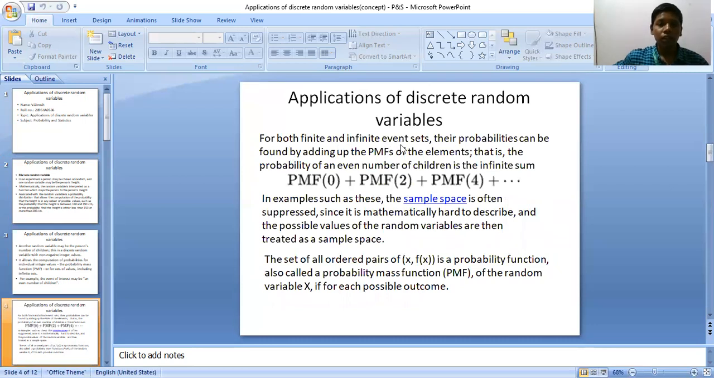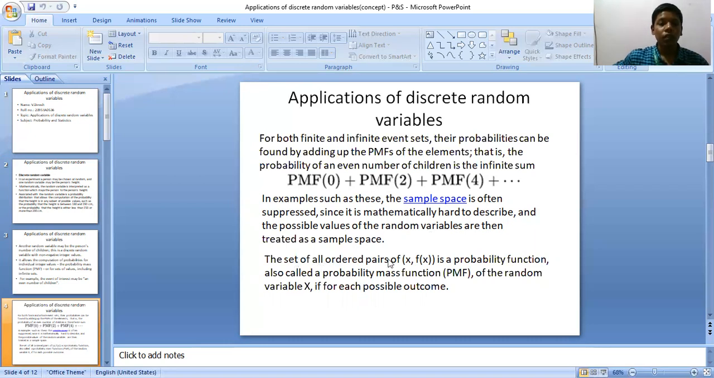For both finite and infinite event sets, the probabilities can be found by adding up the PMFs, the probability mass functions, of the elements. That is, the probability of an even number of children is the infinite sum: PMF of 0 plus PMF of 2 plus PMF of 4, that is, the probability mass functions of even numbers summed up to infinity. In examples such as these, the sample space is often suppressed since it is mathematically hard to describe, and the possible values of the random variables are then treated as a sample space.